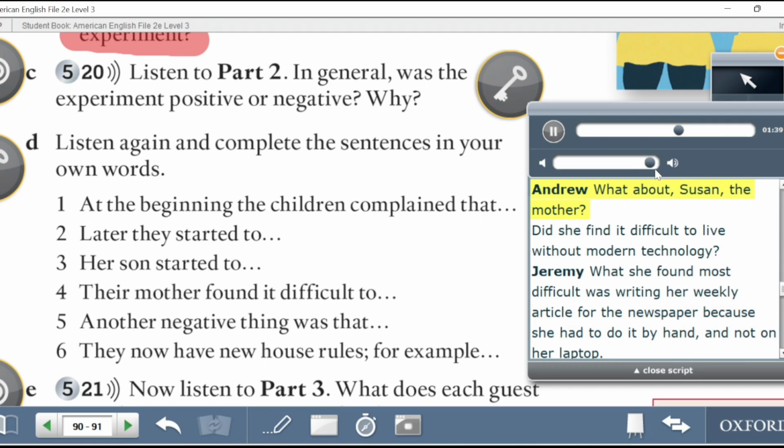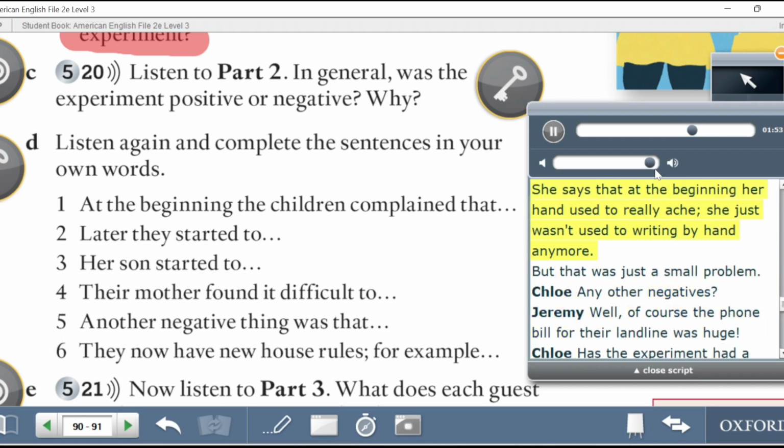What about Susan, the mother? Did she find it difficult to live without modern technology? What she found most difficult was writing her weekly article for the newspaper because she had to do it by hand and not on her laptop. She says that at the beginning her hand used to really ache. She just wasn't used to writing by hand anymore. But that was just a small problem. Any other negatives? Well, of course, the phone bill for their landline was huge.